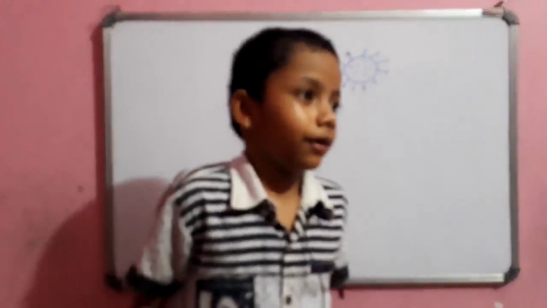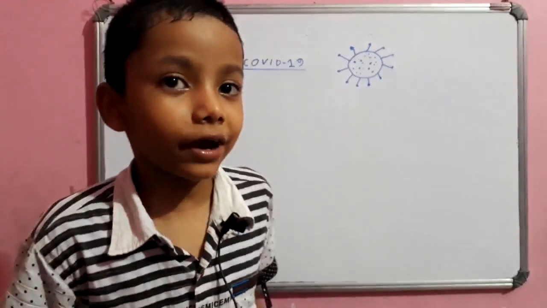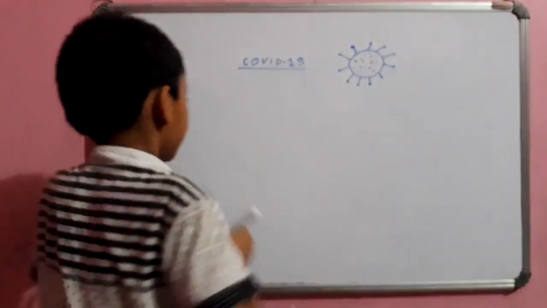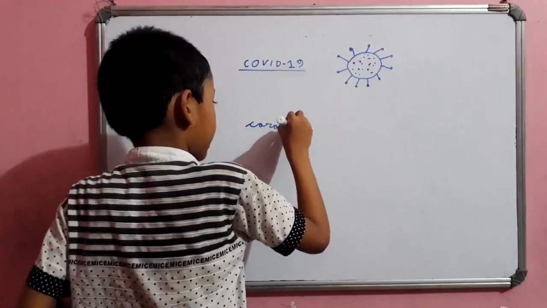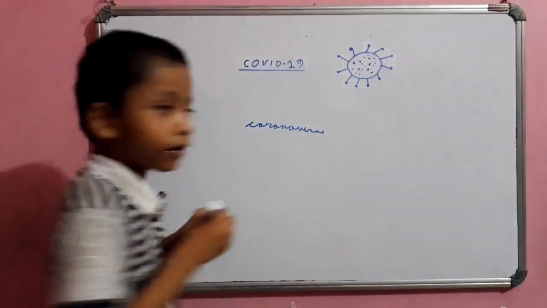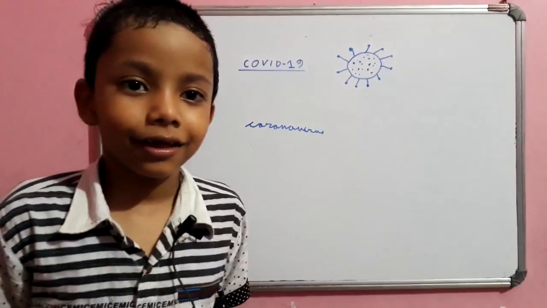And here is the full form of COVID-19. The full form of COVID-19 is coronavirus. How can you spell it? Here. Coronavirus. It's a long word.